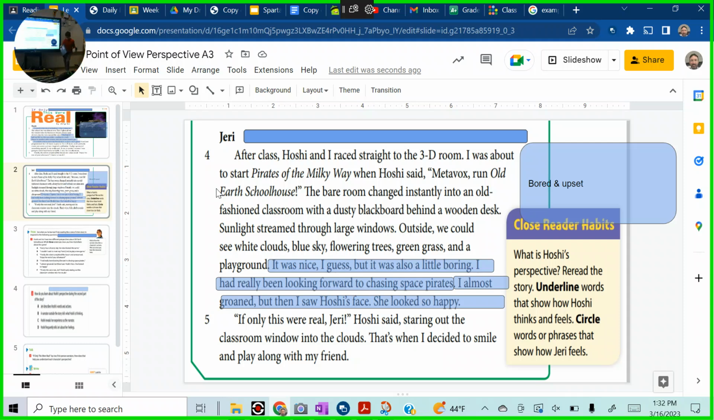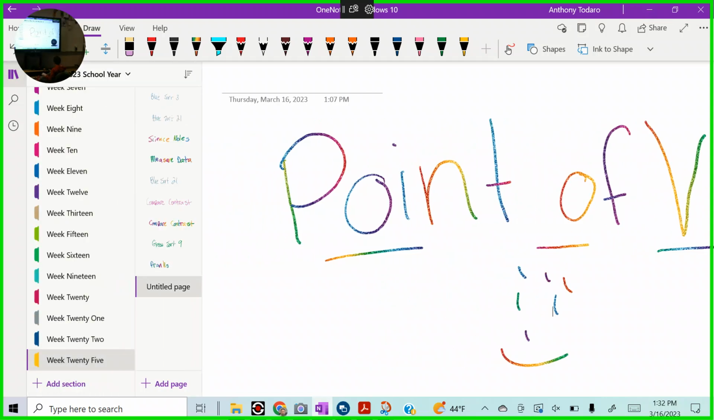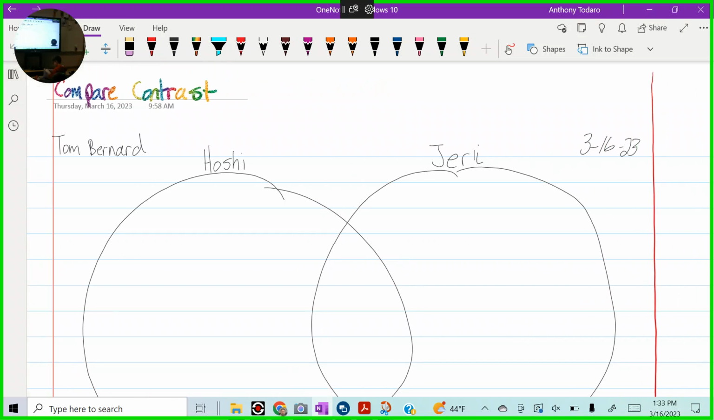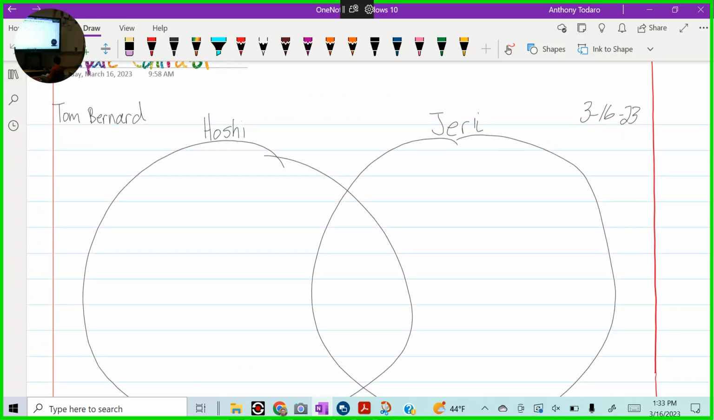So what we want to do is compare and contrast Hashi and Jerry. All right, we're going to compare and contrast Hashi and Jerry. Venn diagram. We're going to compare Hashi and Jerry, right? So would you all agree that these guys, are they feeling the same way about this event here? No. All right. So they're not feeling the same way about it. So let's review what a Venn diagram is, right?